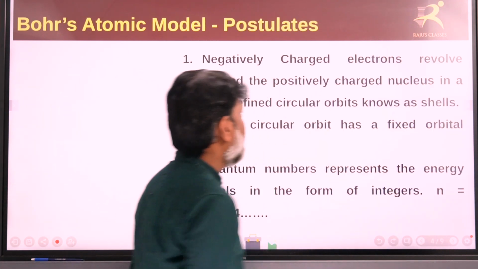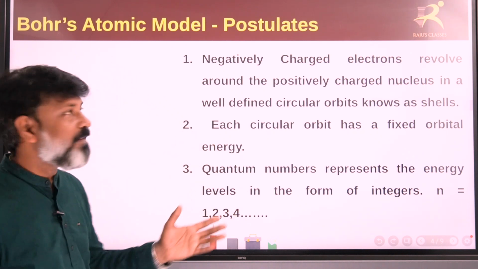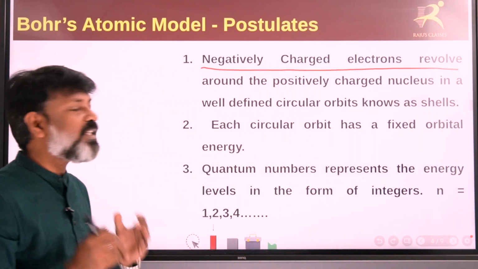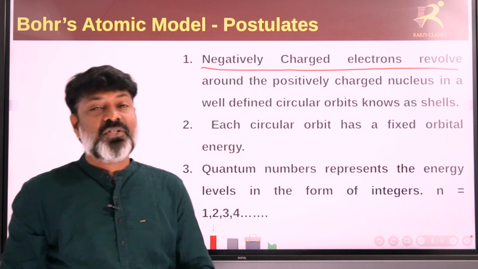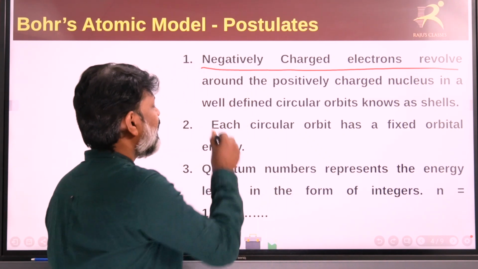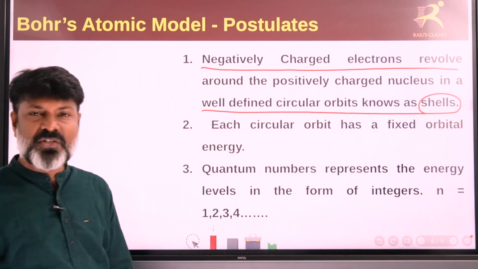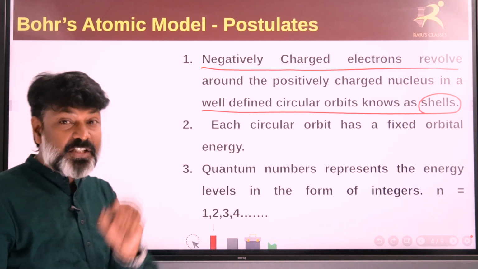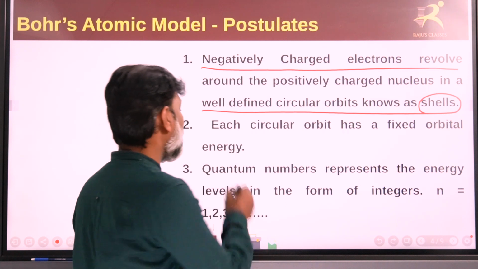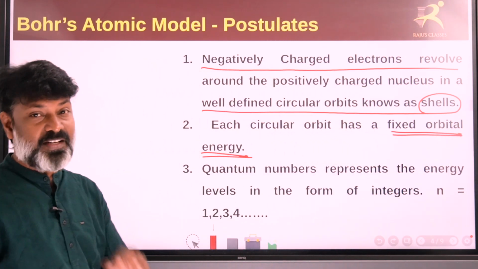According to the first postulate, which we have already seen, negatively charged electrons revolve around the positively charged nucleus in well-defined orbits known as shells. The next postulate is that each circular orbit has a fixed orbital energy. There is always a fixed shell energy for each and every shell.